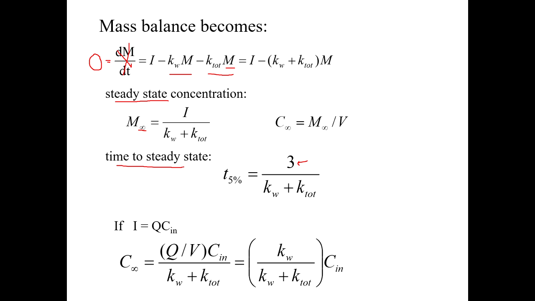But the time to steady state for something like Lake Michigan is very different. The time to steady state in Lake Michigan could be years. And that's an important thing to know, because if you suddenly stop polluting Lake Michigan, it will still take you years for that pollution to flush its way out and the lake to reach a new steady state. So this time to steady state is a very important parameter to know about the system that you're dealing with.